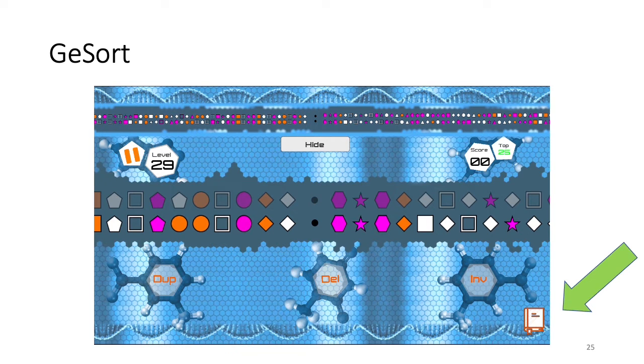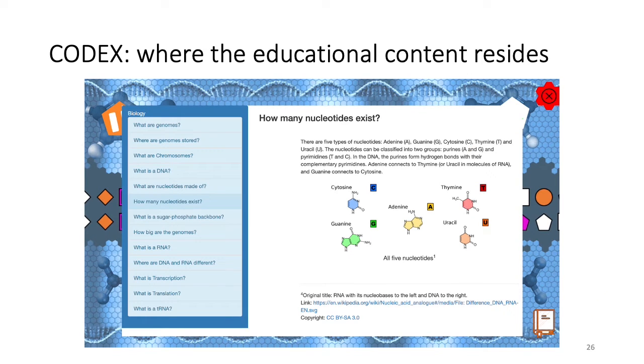For this study, we designed a built-in encyclopedia called CODEX. It is possible to access it by clicking on the small white book icon on the bottom right of the screen. In this image, you can see the CODEX open in the game, showing one of its entries.